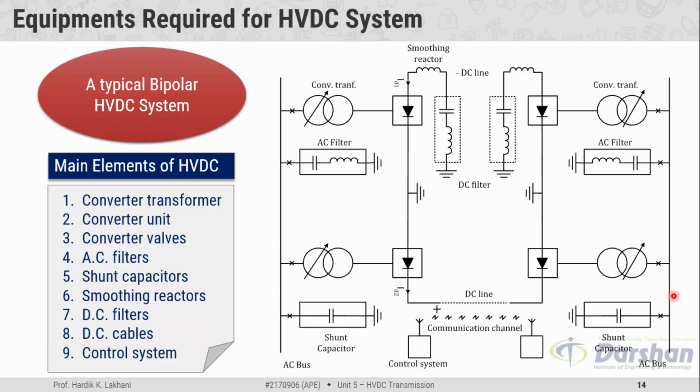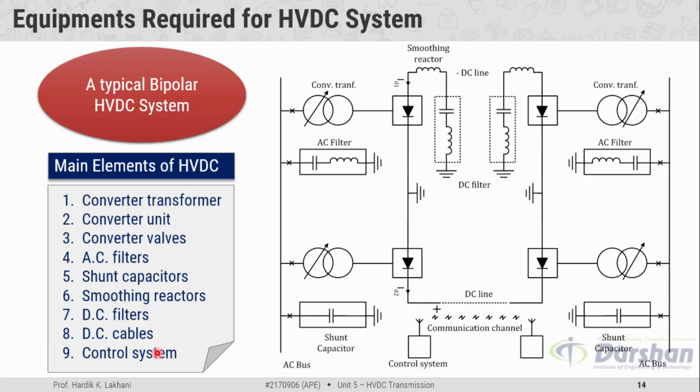at the receiving end. And apart from that, to control the entire transmission from the sending end side to the receiving end side, the communication channels with the control units are used. In short, control system is required. So the main elements of HVDC systems are converter transformer, converter unit, converter valves, AC filters, shunt capacitors, smoothing reactors, DC filters, DC cables and the control system.